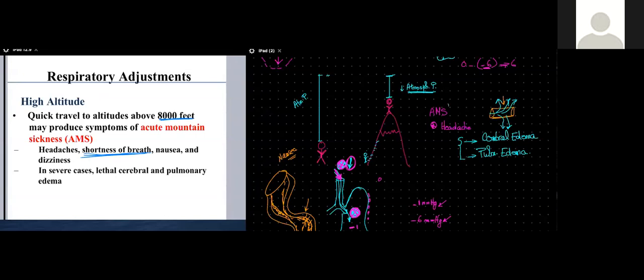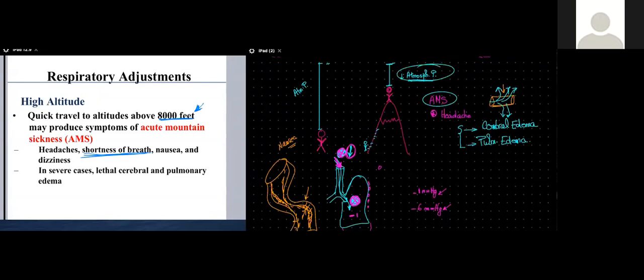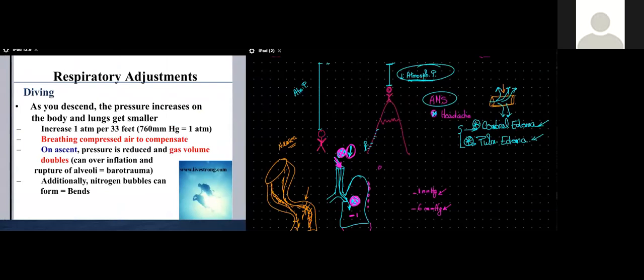So again, what we're discussing now is the acute mountain sickness is going to take place if a person travels rapidly 8,000 feet above sea level. This is going to cause a major drop in the atmospheric pressure. It's going to be manifested by headache, shortness of breath, and nausea, as well as cerebral, and in some cases, pulmonary edema, cerebral and pulmonary edema, which are lethal. Questions?